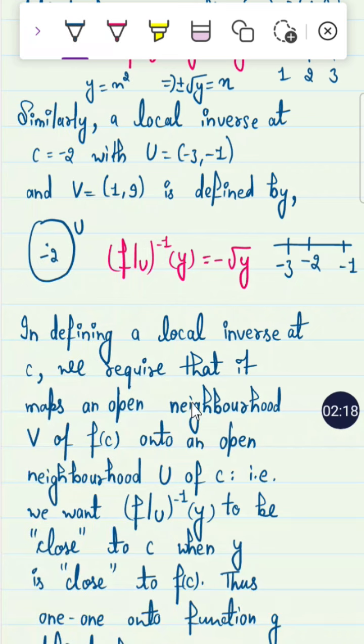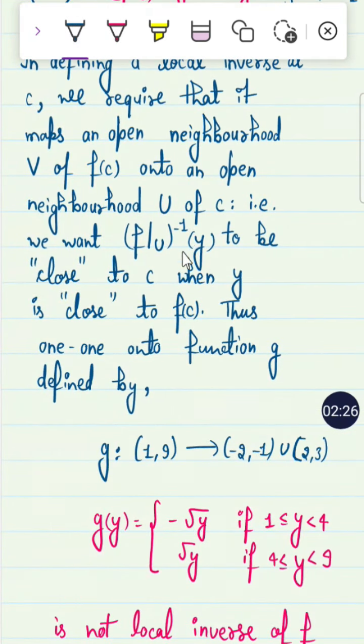A local inverse exists on an open neighborhood V of f(c) onto an open neighborhood U of c. We want the inverse of f restricted to U to be close to c when y is close to f(c). Thus, for a one-to-one map onto, there exists g such that (1, 9) maps to (-2, -1) union (2, 3). This is (1, 9), then it should be a greater value. And this definition is not a local inverse of f at c = 2.